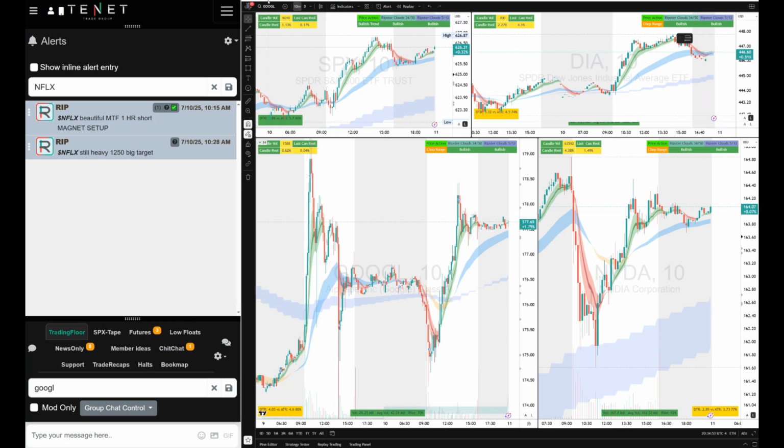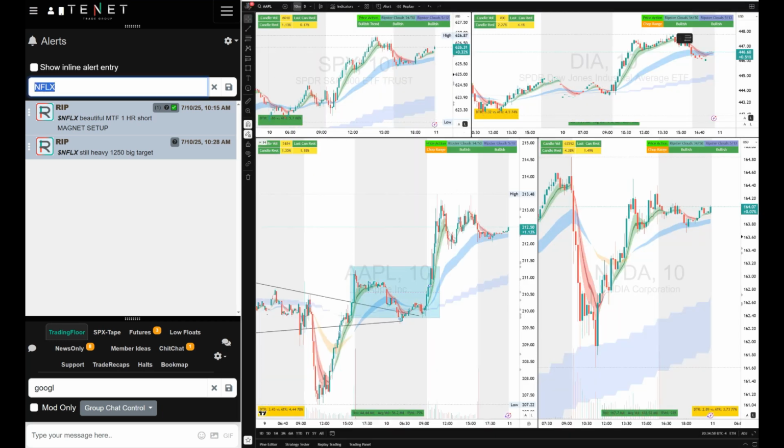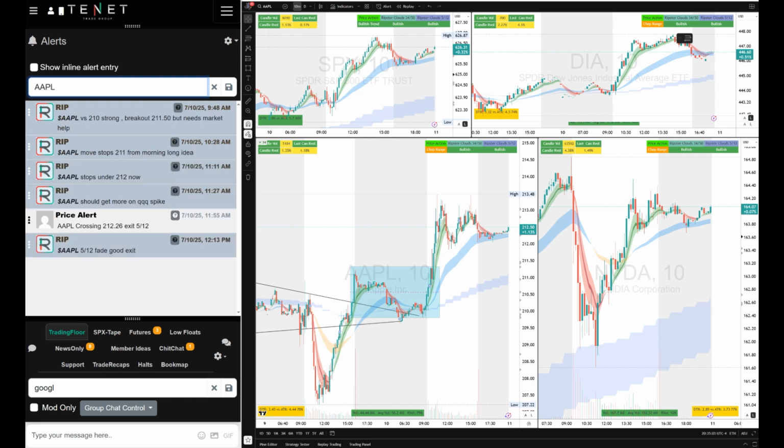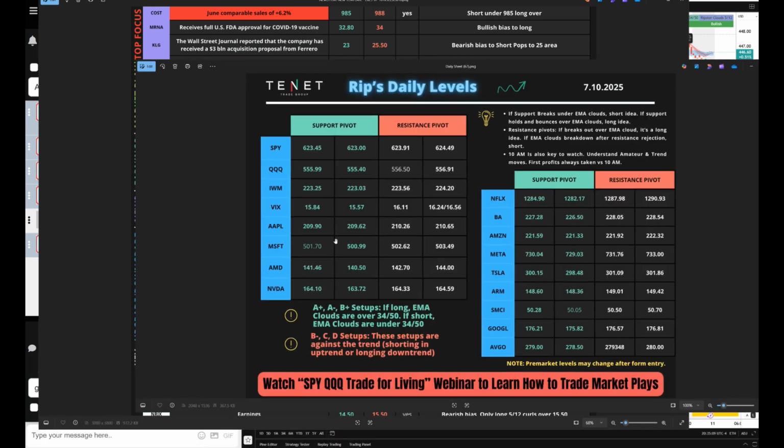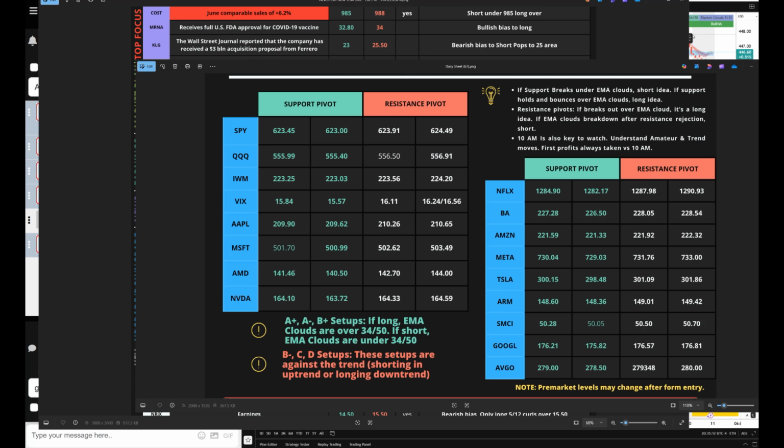All right, so let's look at Apple. Apple was showing relative strength. We know that Apple is part of the S&P as well as the QQQs. So what was the plan on Apple? Let's go back to our game plan and look at our levels on Apple. The Apple levels were 210 resistance, 210.65 resistance.